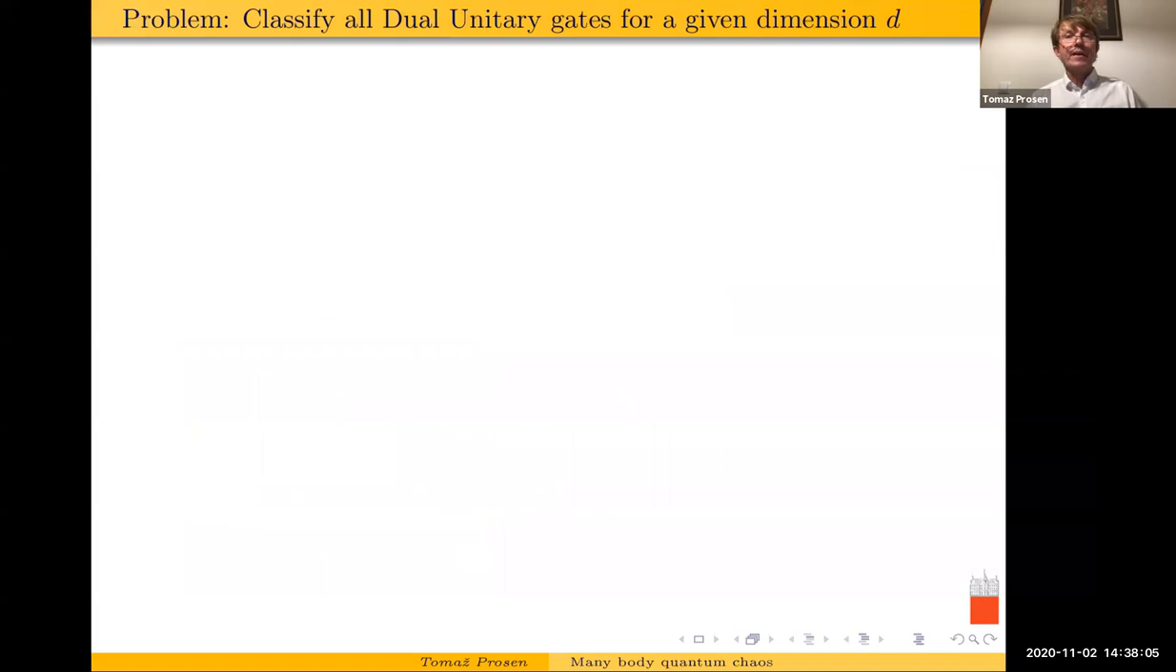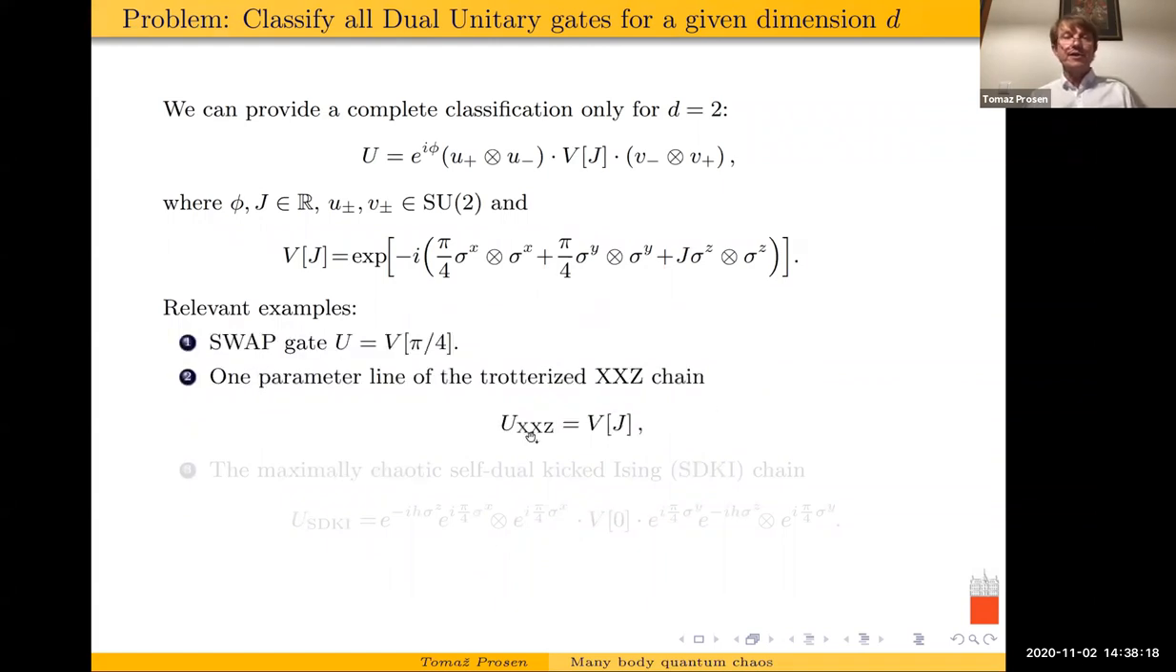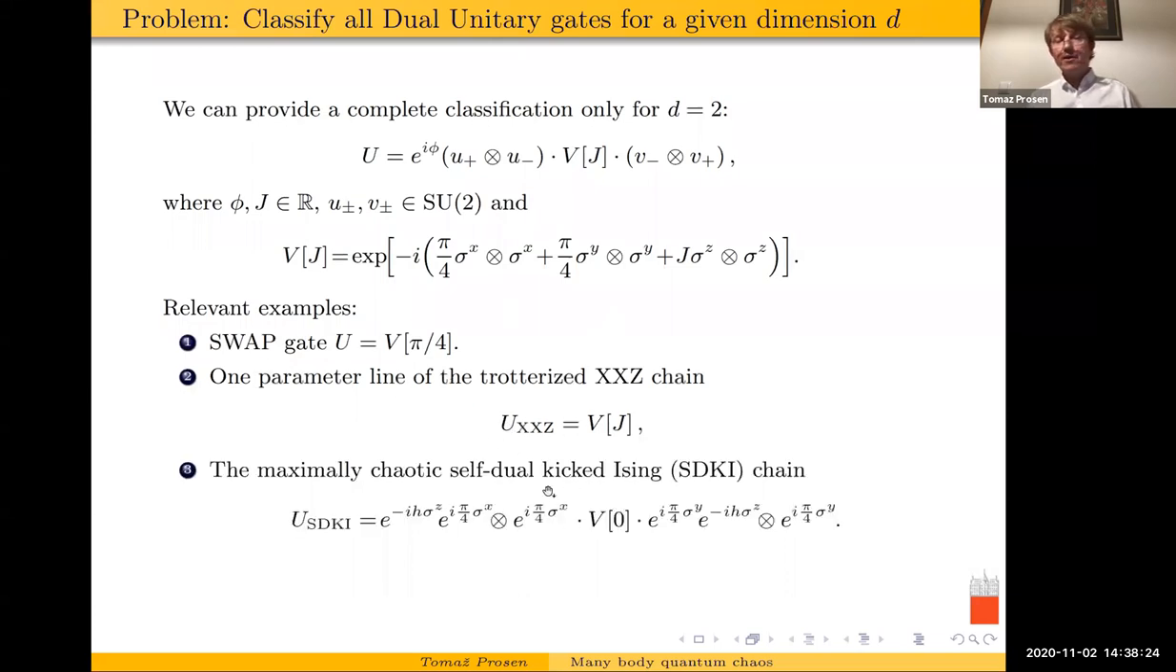Okay, and I think I'm going to close now. As I said already before in passing, there is a classification of all dual unitaries for qubits. Some examples of those are integrable gates, which are XXZ gates or swap gates, or maximally chaotic ones, like self-dual kicked Ising models, but there are many more.